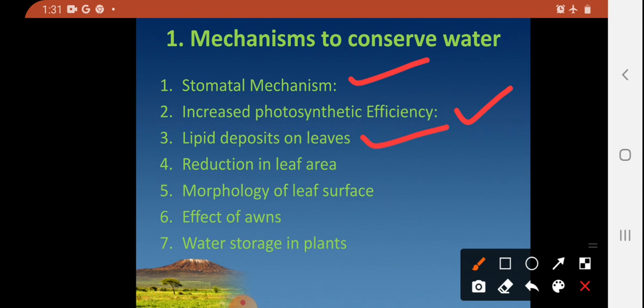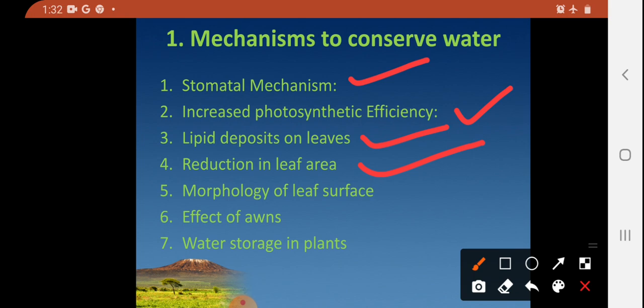Next mechanism is reduction in leaf area. Most of the plants can reduce transpiration. How can they reduce transpiration? We already discussed this part in a previous lecture also. Some plants can reduce transpiration by reducing their leaf area. Water deficit or water stress reduces tillering or branching, which reduces the leaf area, and this results in less transpiration. Drooping of leaves is another mechanism for reducing this leaf area.